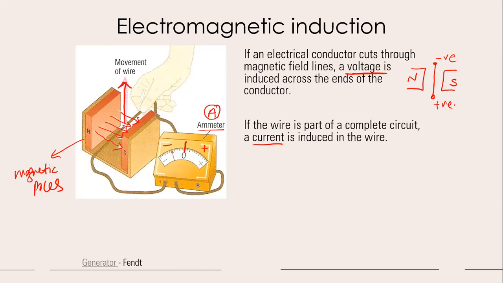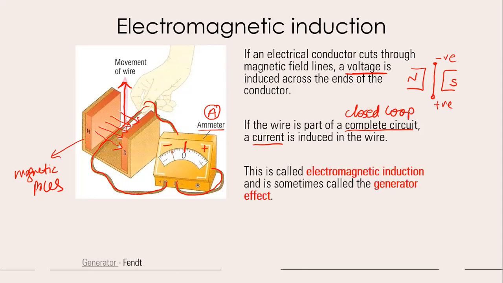But if this wire is part of a complete circuit, like the way shown in the diagram, you can see the man who is holding the wire, and this wire is part of a complete circuit. How is it a complete circuit? Because the wire is connected with the ammeter. It is making a closed loop. Complete circuit means closed loop. The wire is connected everywhere. So then it will induce current in it.